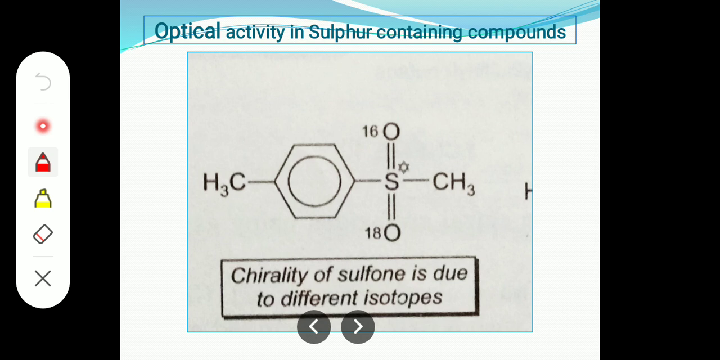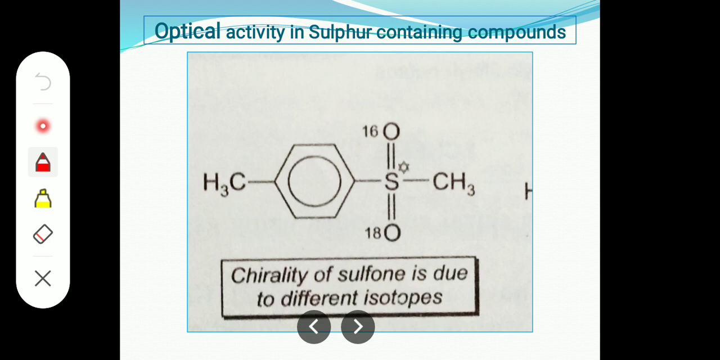Next, let us learn about the chiral sulfur. Here this is an example of a sulfone, and this is a chiral sulfone because we know that according to chirality, the central atom, whether it is carbon or phosphorus or nitrogen or any other atom, should have 4 different ligands around it. So when you look at this example, you can see the sulfur is the central atom, and when we look at all the 4 atoms around it, they are all different.